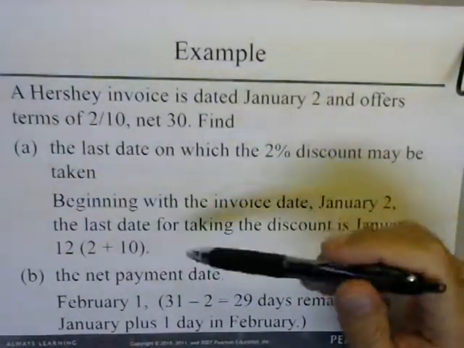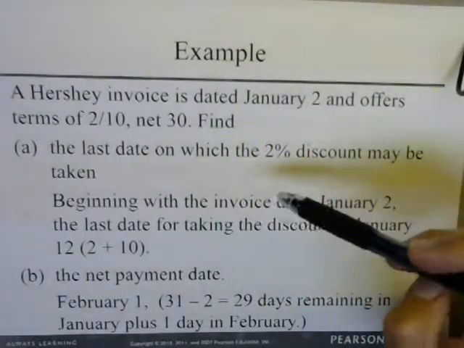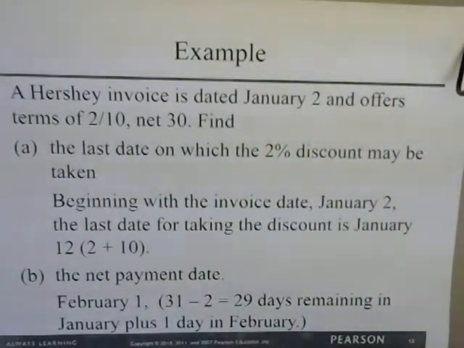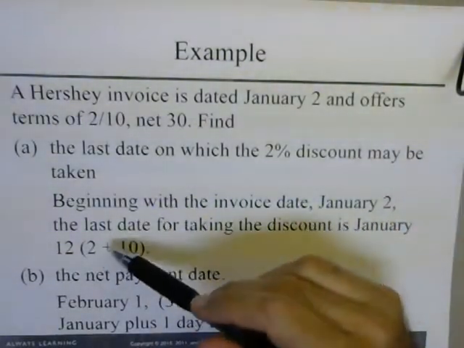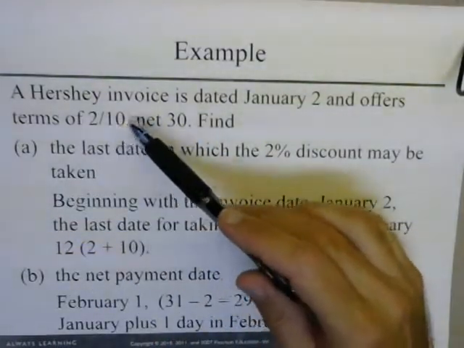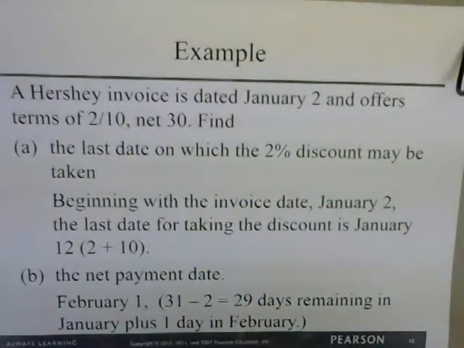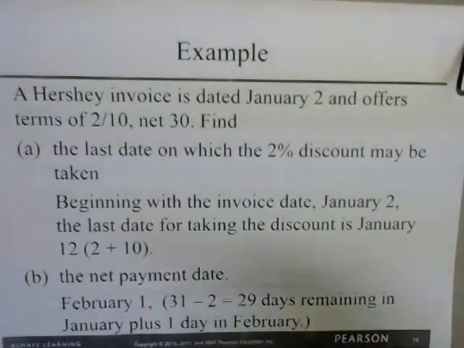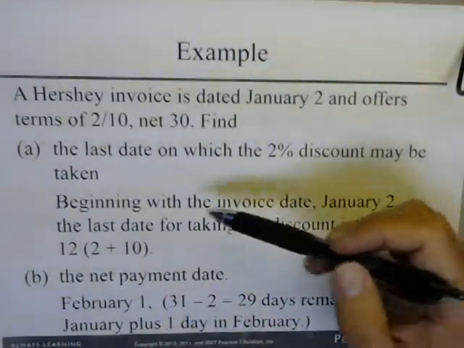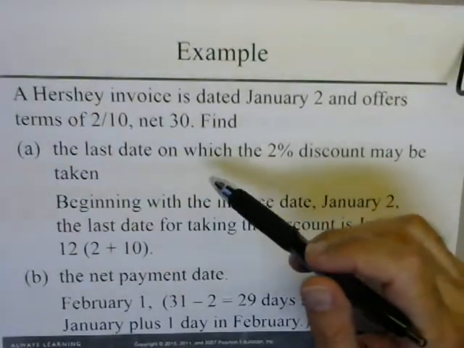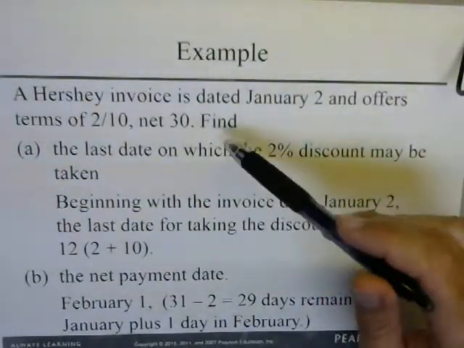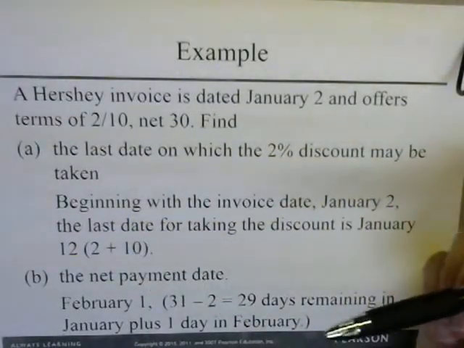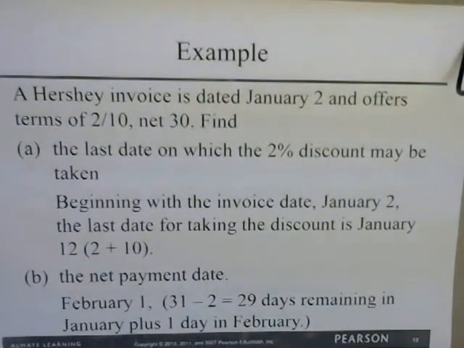If the invoice is dated January 2nd, beginning with the invoice date of January 2nd, the last date for taking the discount is January 2nd plus 10. That would be January 12th. So you need to add 10 days to the invoice date. I'm not sure if they have the correct invoice date on here, but anyway. That would mean that if Hancock and O'Brien pays Hershey by January 12th, then they will receive the 2% discount.